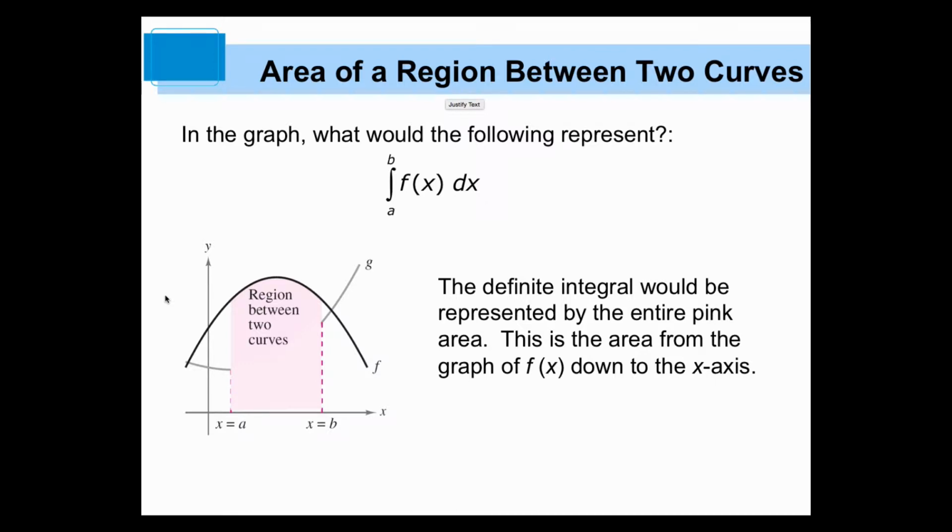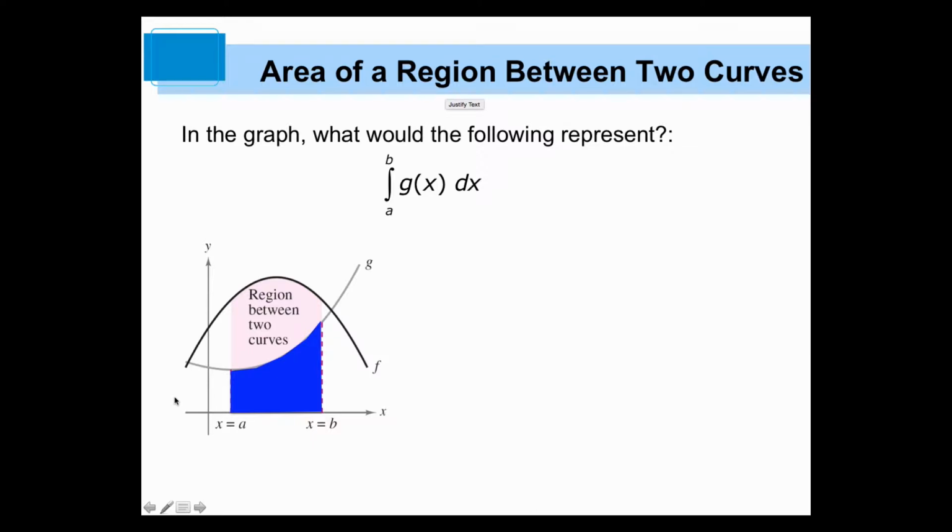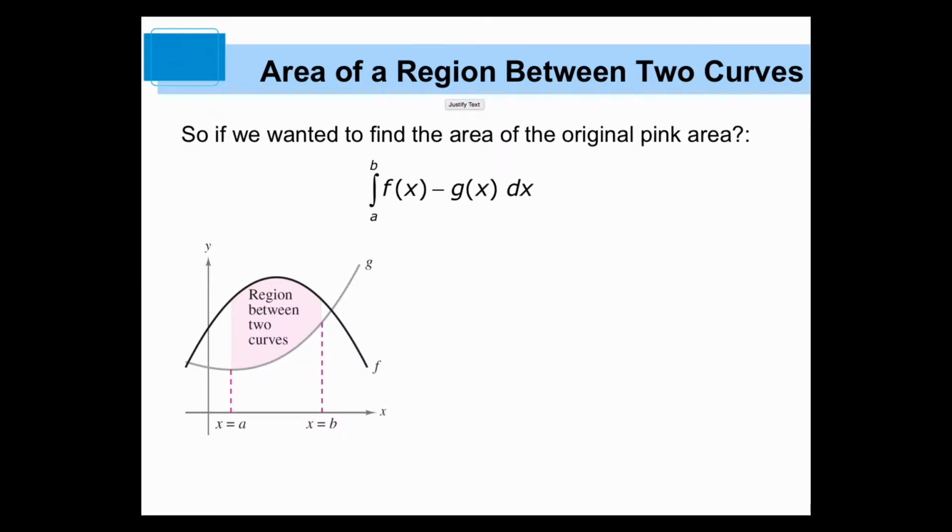So the integral from A to B of f of x gives us this entire thing. Because again, remember, integral is the area under the curve. So from the curve down to the x-axis. Then if we find g of x, that's the blue part. And then if you subtract the two, you take the big area minus that area below, you end up with that final region.